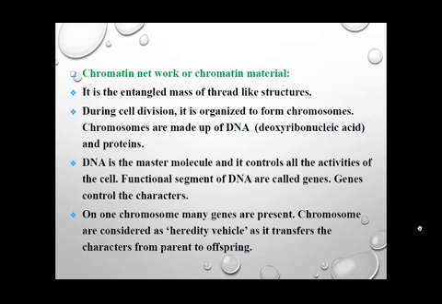Dear students, yesterday we studied about the nucleus and its parts. The different parts of the nucleus were: number 1, nuclear membrane; number 2, nucleoplasm; number 3, chromatin network; and number 4, nucleolus. Out of these four, we have already discussed the nuclear membrane and nucleoplasm. If you remember, the nuclear membrane was a double layered membrane which surrounds the nucleus. It contains pores.